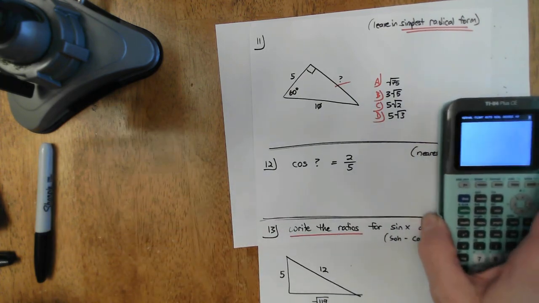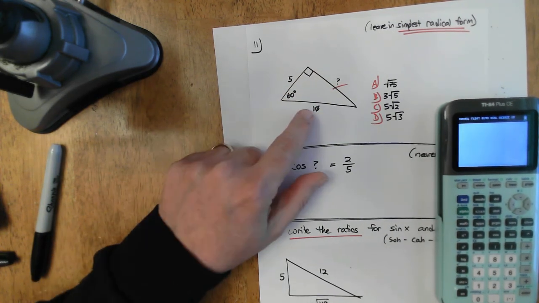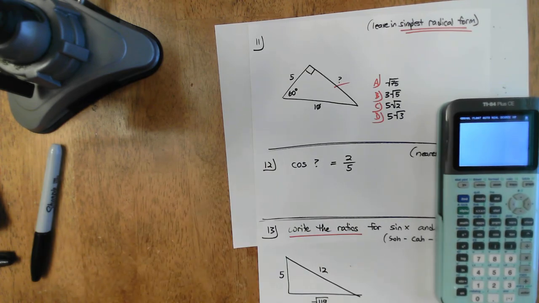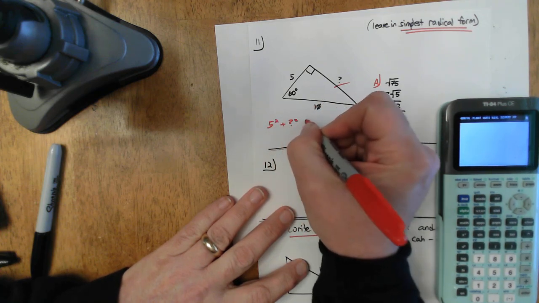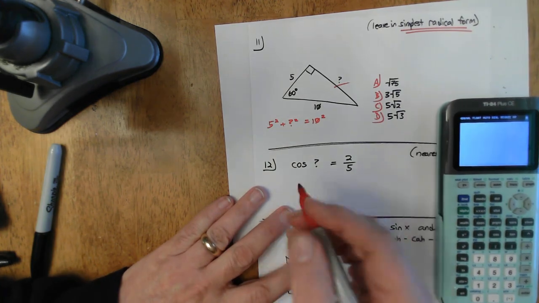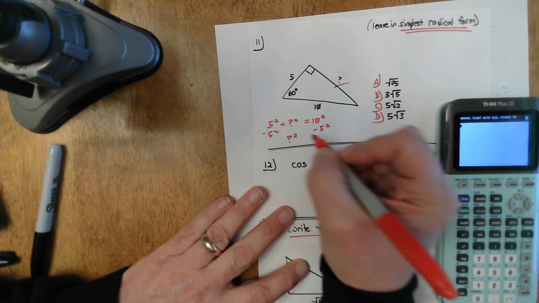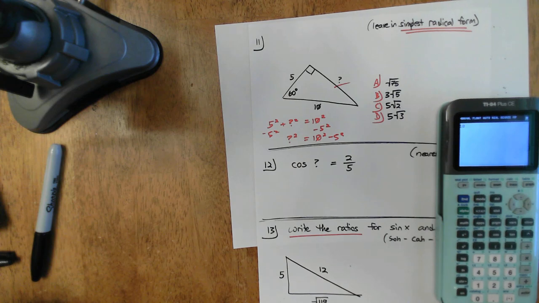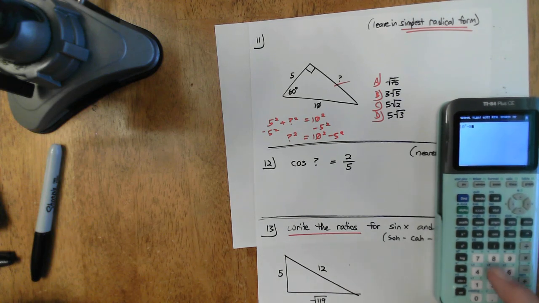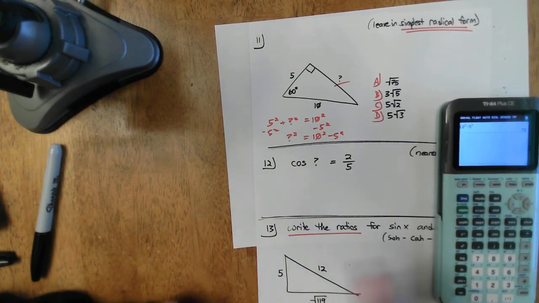If I treat this as Pythagorean theorem, then I know that 5 squared plus the question mark squared equals 10 squared. If I subtract 5 squared from both sides, that'll leave me with question mark squared. So what is 10 squared minus 5 squared? Let's put that in the calculator. It's 75, because 10 squared is 100, 5 squared is 25, and 100 minus 25 is 75.